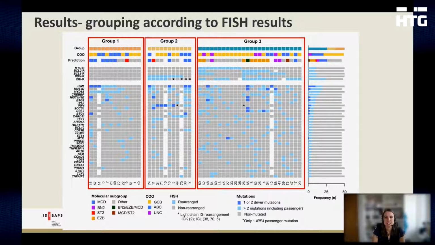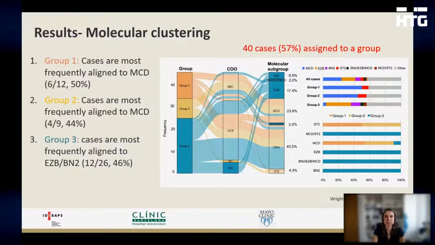Group number 3 contains cases with alterations in BCL2, BCL6, and MYC, and the 2 already mentioned cases with the complex alterations involving IRF4. By molecular clustering according to Wright et al., 40 cases are assigned to a group. Group 1 and 2 most frequently assigned to MCD, and group 3 is most frequently aligned to EZB and BN2.